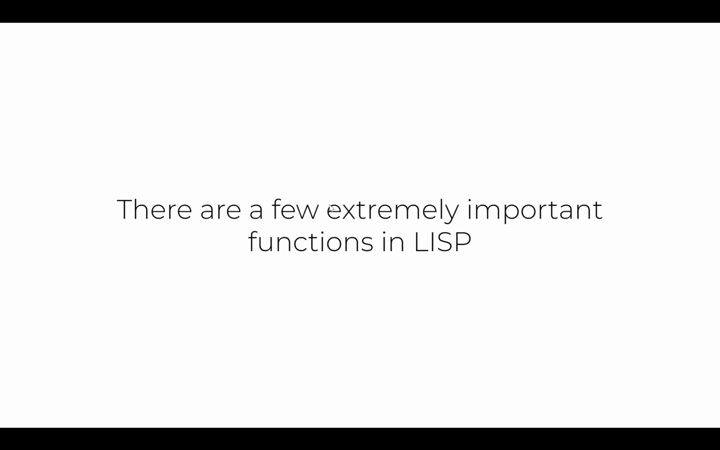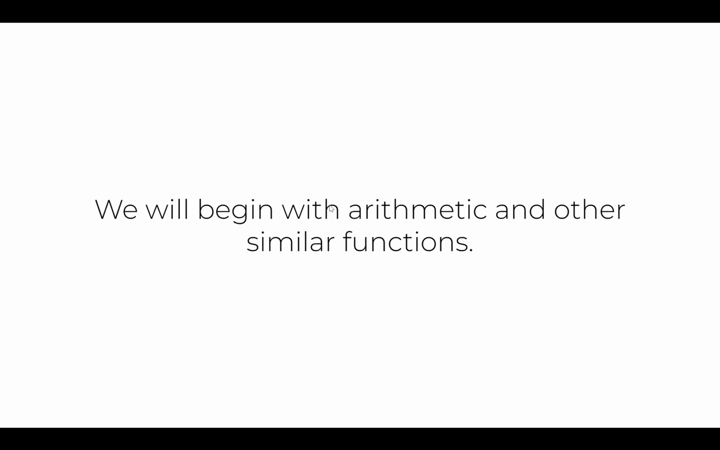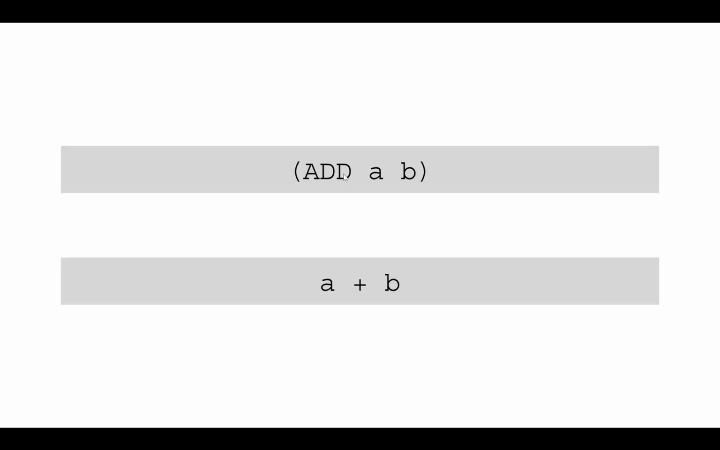All right, so in Lisp, there are a few extremely important functions for us to know, and we'll go through them right now. We'll start with arithmetic and other similar functions. If we have add a and b, this will evaluate to the sum of a and b. If we have sub a and b, this will evaluate to the subtraction of a minus b. Mult a and b is the multiplication of the two. It evaluates to whatever number a times b is.